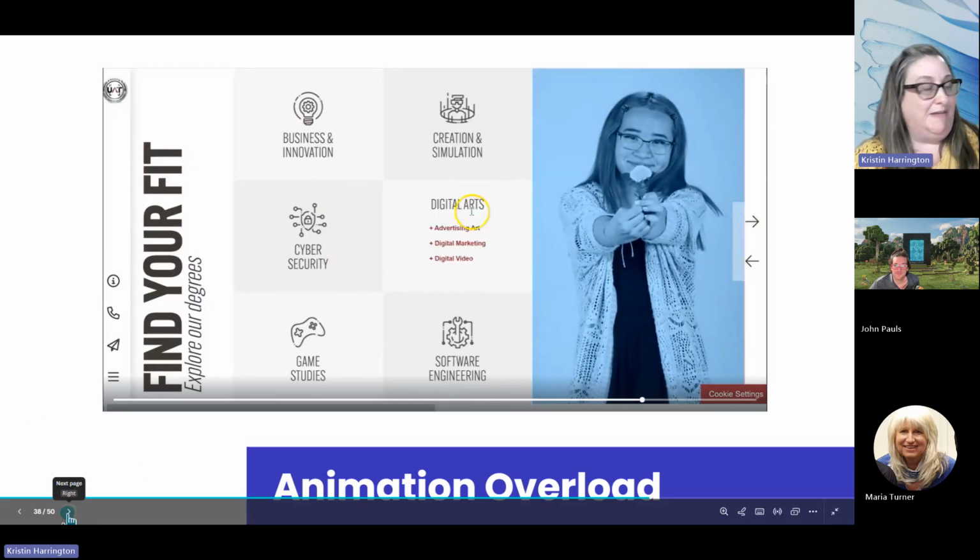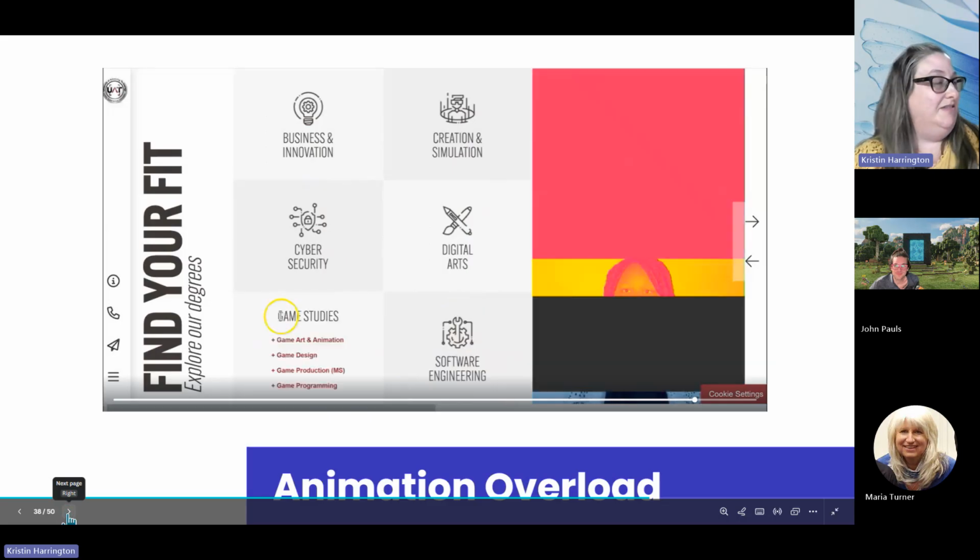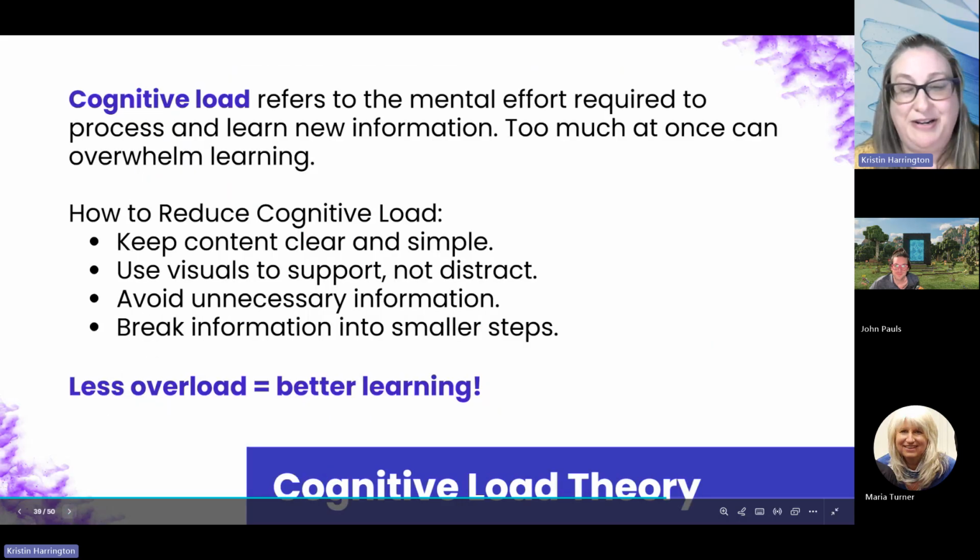So those are just two examples of what we don't want to do. Even if we know how to do all the things, we don't want to do all the things all the time. So pick one and showcase that one.